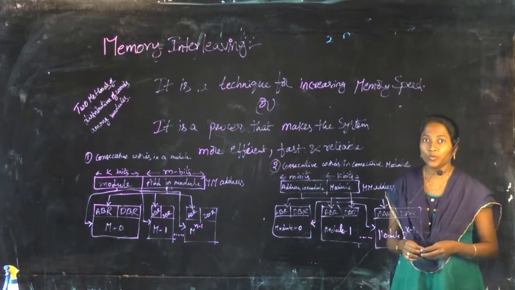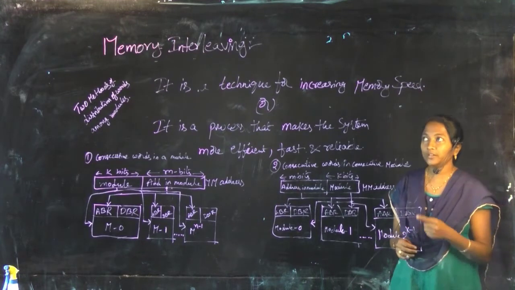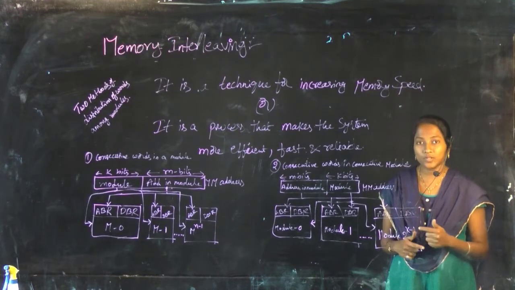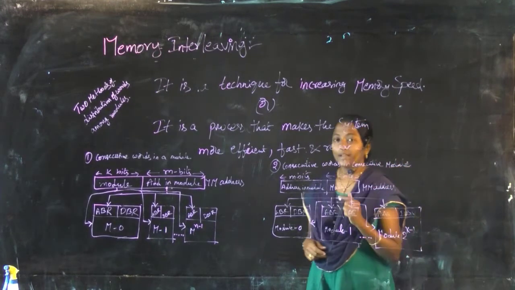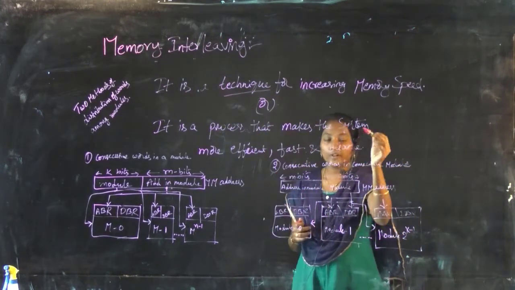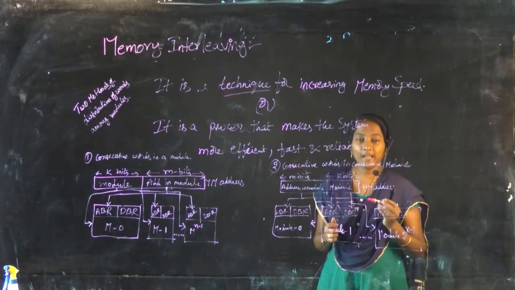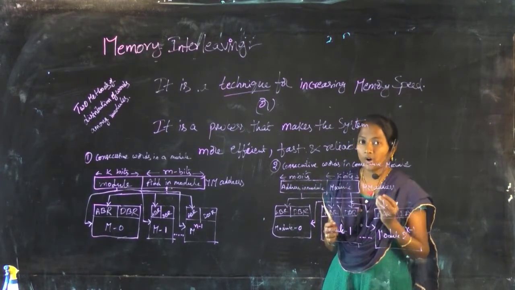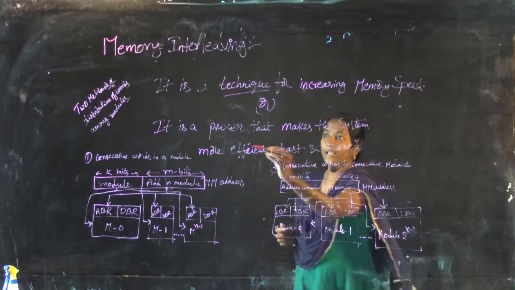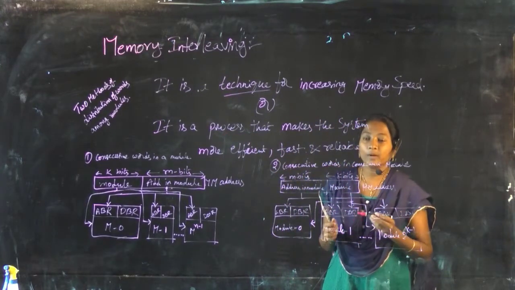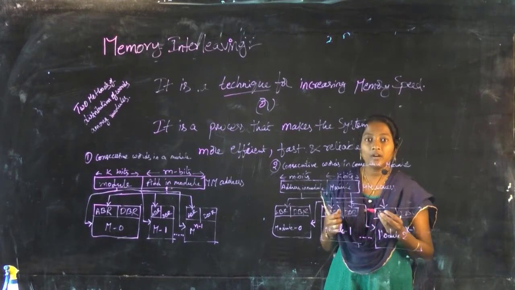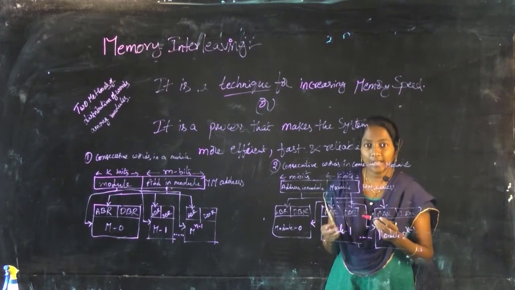In this video, we are concentrating on memory interleaving. This topic belongs to 5th unit. Memory interleaving is a technique for increasing memory accessing speed, or we can say it is a process that makes the system more efficient, fast and reliable.